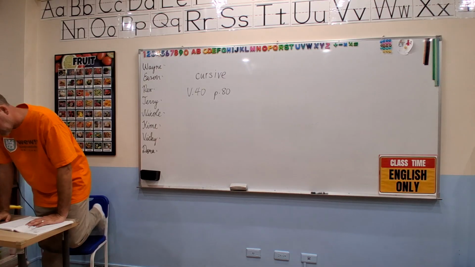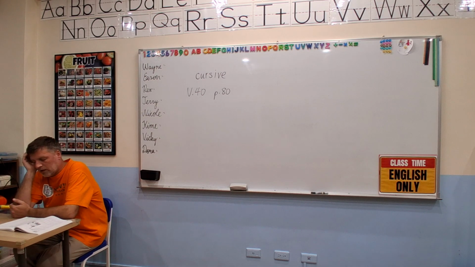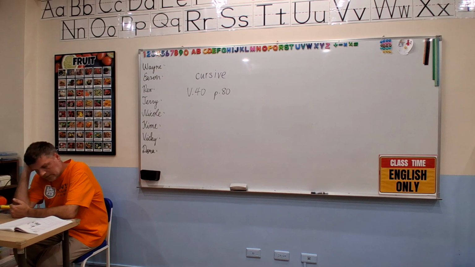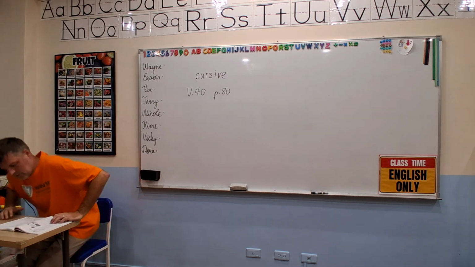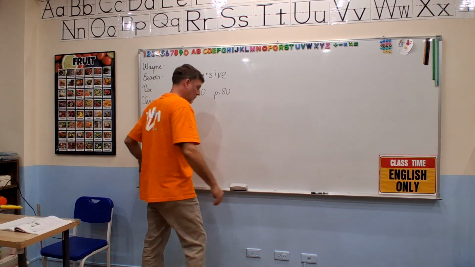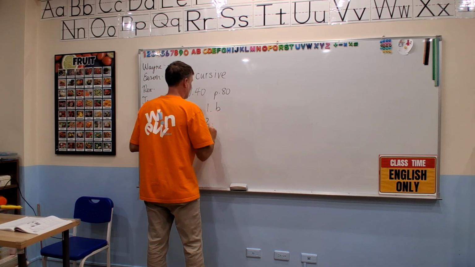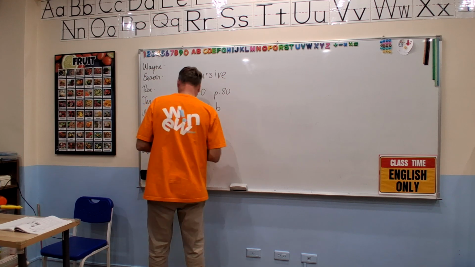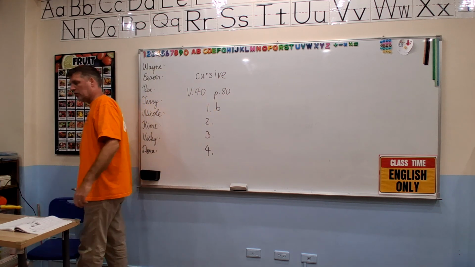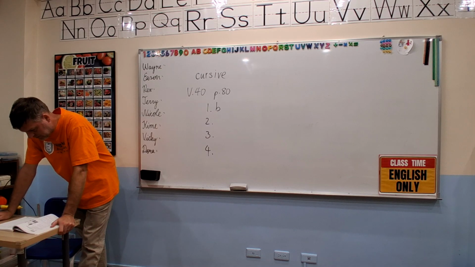Terry wants to read number 1. Go, Terry. What did Jack do when he saw the woman? B. He asked to sit next to her. Number 2 goes to Wayne. The dog looked hungry.